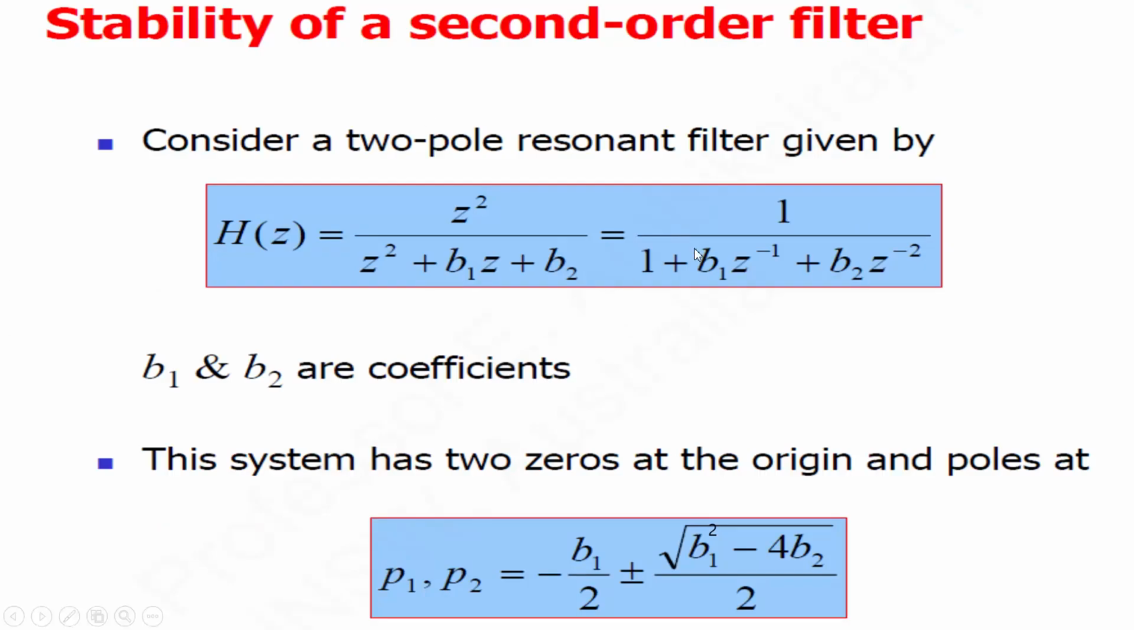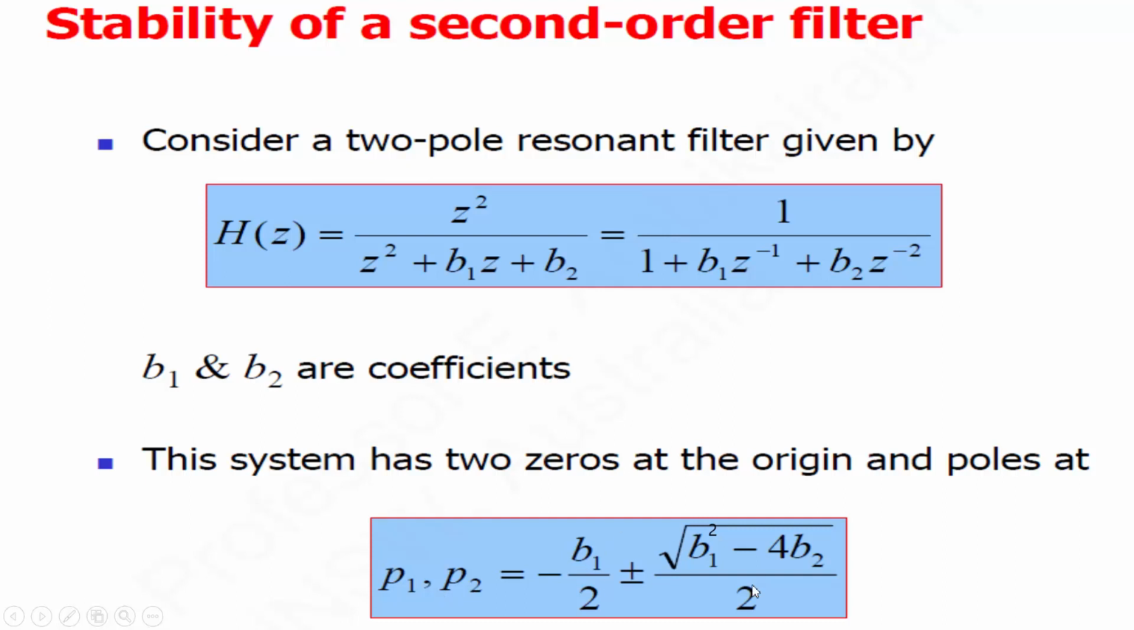Now let's look at the stability of the second order filter. We are considering the two pole resonant filter, which looks like this. B1 and B2 are coefficients. Because this will become a quadratic equation, it will have two roots. This system has two zeros at the origin and two poles. Of course, the zeros are at the origin. An equivalent number of zeros will be there in the system, but they lie at the origin and do not contribute anything to the transfer function. But the poles lie at P1, P2.